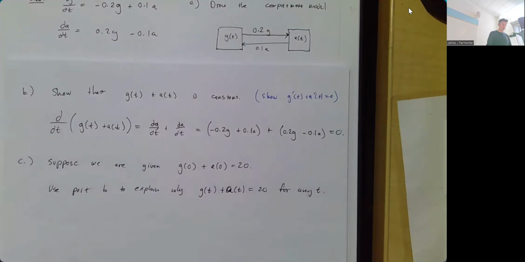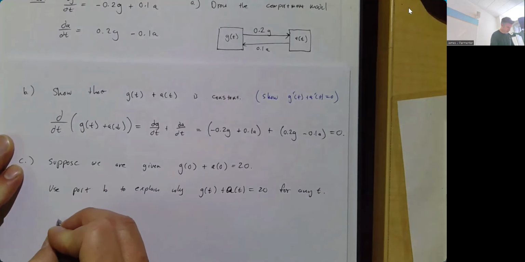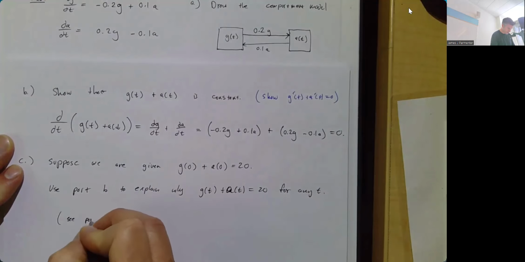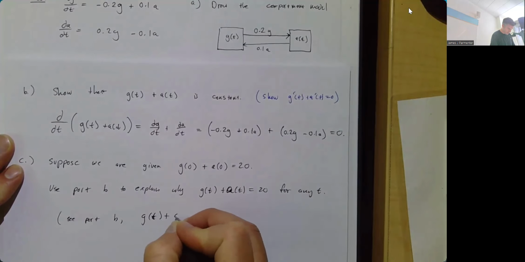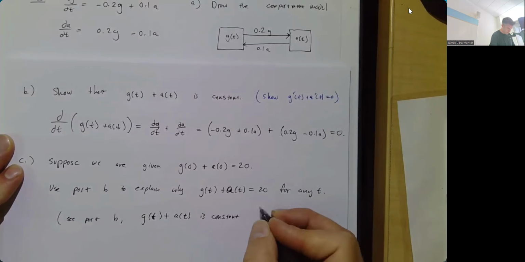Well, we just said that g of t plus a of t is constant. So if g of 0 plus a of 0 is 20, that's the constant value it's equal to. It can't change. So I don't think there's much explaining we have to do here. By part B, g of t plus a of t is constant, and we were just told it's 20.